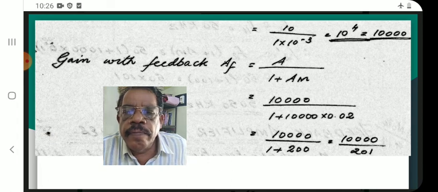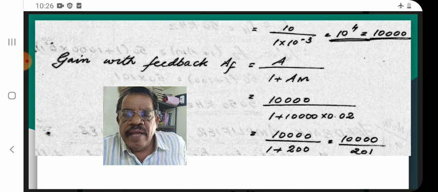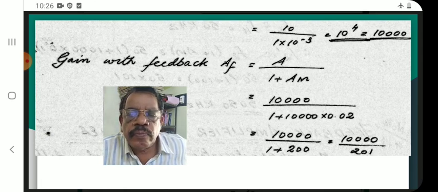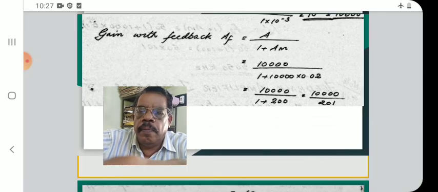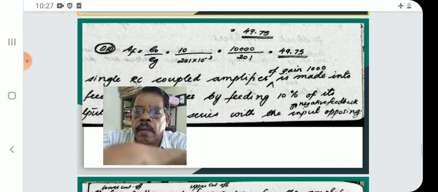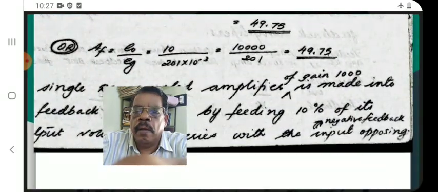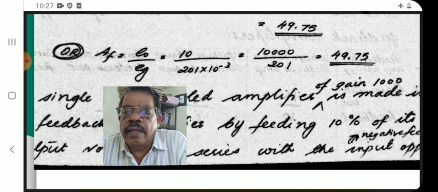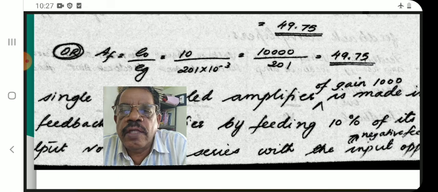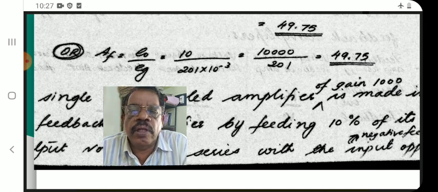Gain with feedback AF is equal to A by 1 plus AM, that is 10,000 by 1 plus 10,000 into 0.02, 10,000 by 1 plus 200, 10,000 by 201, that is 49.75. That is AF. AF can also be calculated by the equation AF is EO by EG, 10 by 201 into 10 raised to minus 3, that is 10,000 by 201, 49.75.